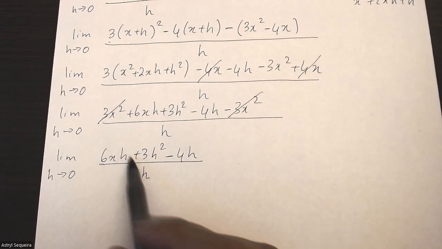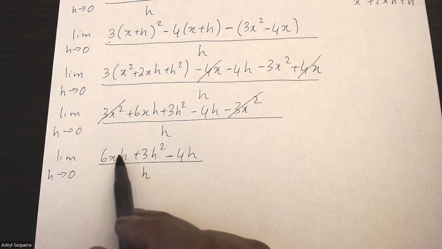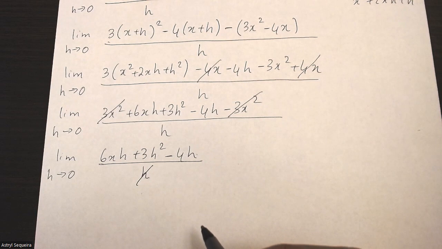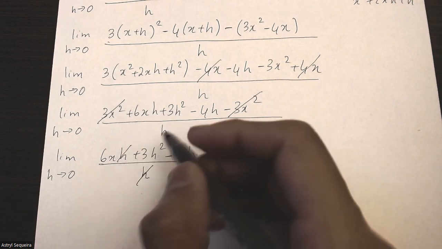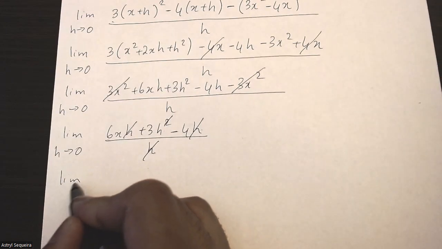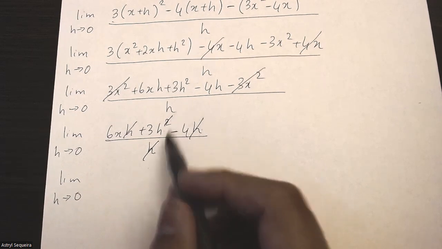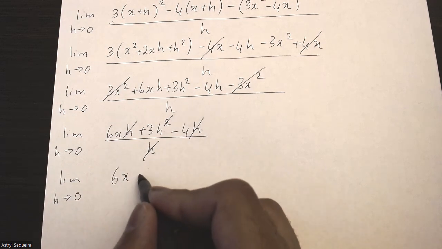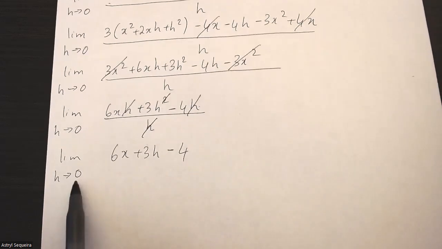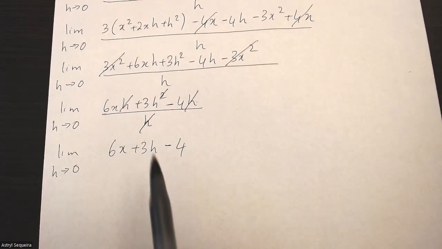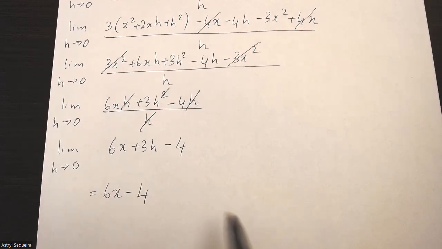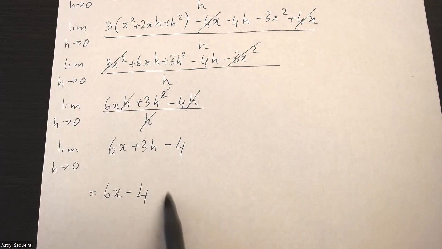I can cancel out my h's next. If I have an h on the bottom, I can cancel it out if they all have an h here, and this should always be the case. If you don't cancel out an h, it means you've made a mistake somewhere in the problem, because we can never sub in h as 0 until we make a cancellation. I'm just left with 6x plus 3h minus 4. Once I complete the cancellation, I can sub in my h as 0. So this is just 6x minus 4. And this is the general slope of the equation.